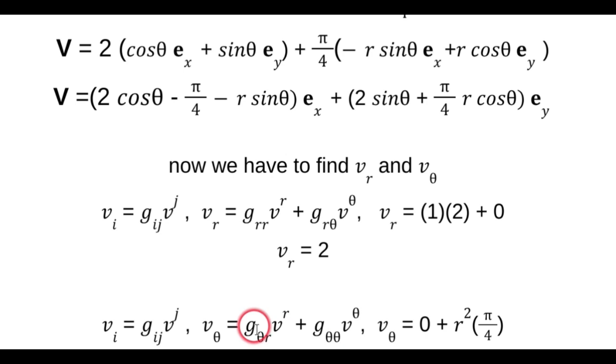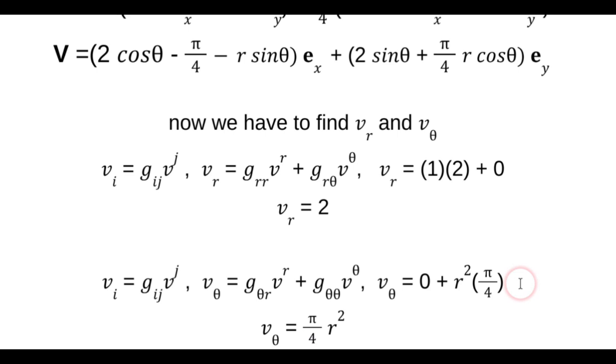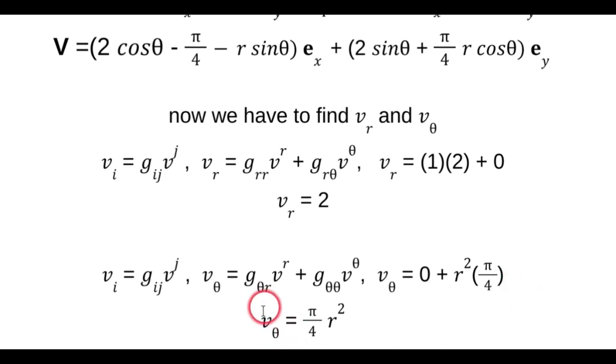All right. So G theta R is 0. G theta theta, though, is R squared. And V^theta up from above is pi over 4. So this is not the same. The covariant vector component of theta is pi over 4 R squared.